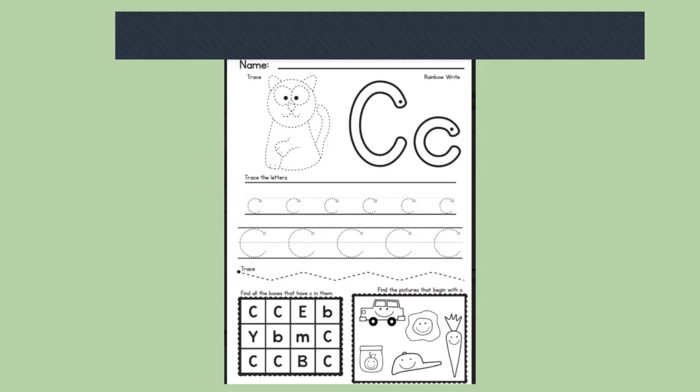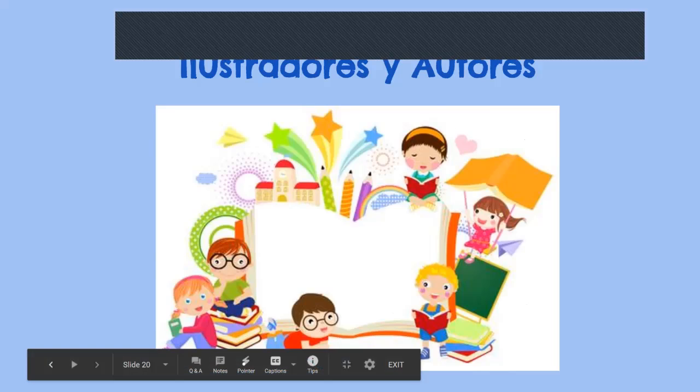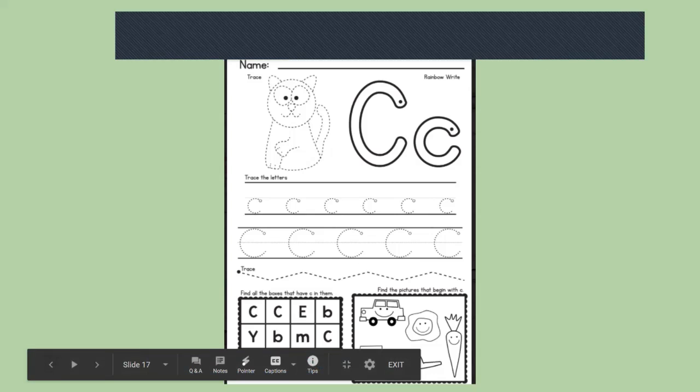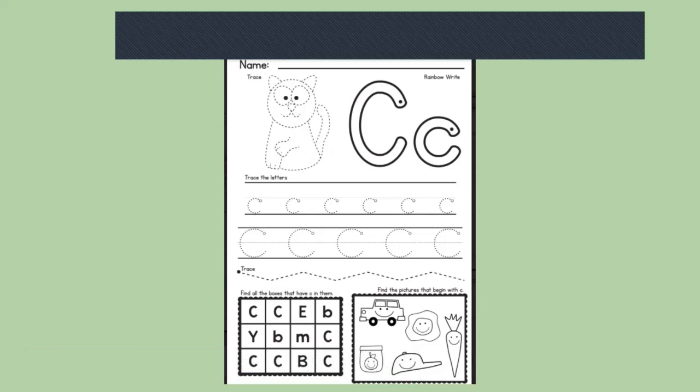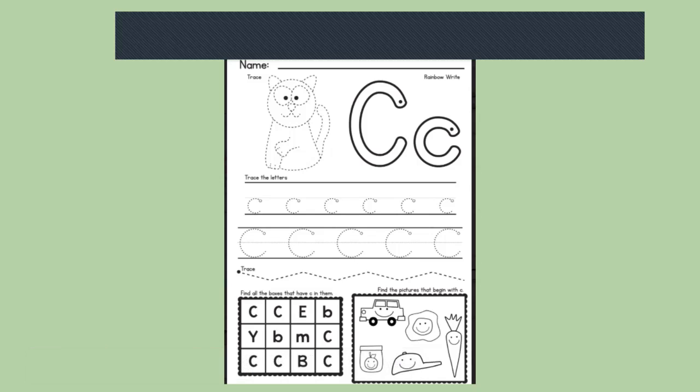Don't forget to write your names. Trace all the dotted lines. You're going to trace each of the C letters, lowercase c, capital C. Find all the C's on the squares and then color only the pictures that begin with a C. Okay, that's your next work. I'm going to stop first.